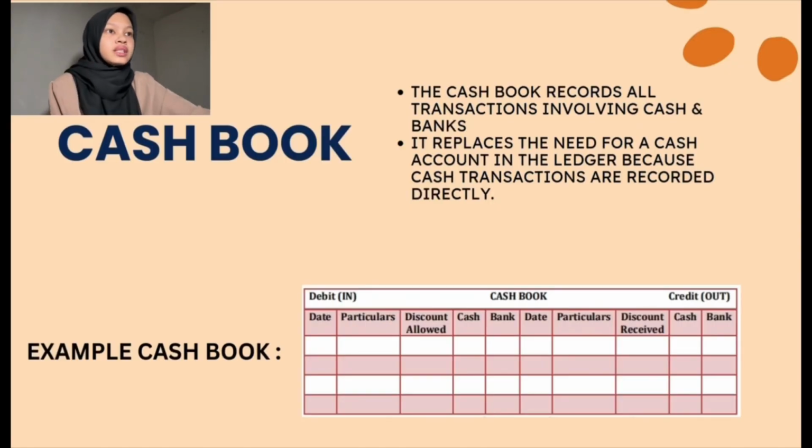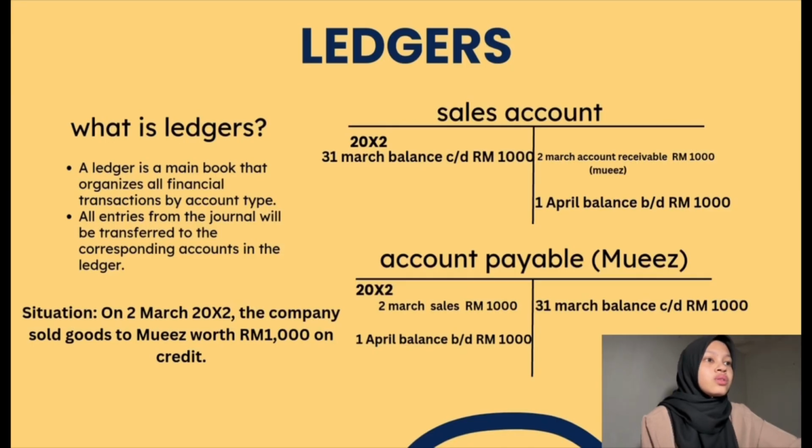Next, the cash book. The cash book records all transactions involving cash and banks. It replaces the need for a cash account in the ledger because cash transactions are recorded there. An example of a cash book is this. On the left we have debit and on the right we have credit. So we go to the ledgers.